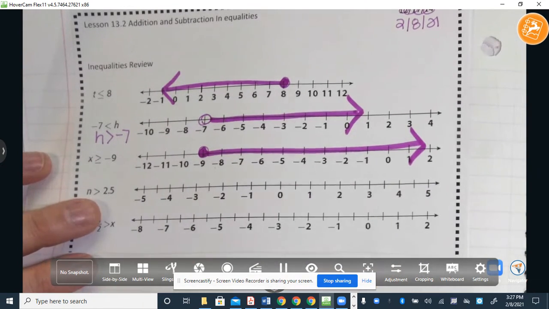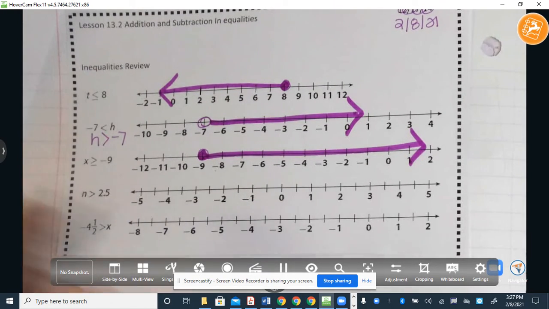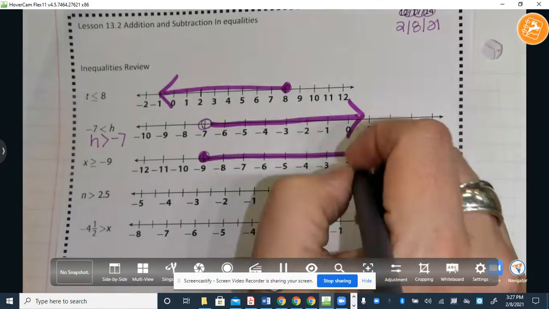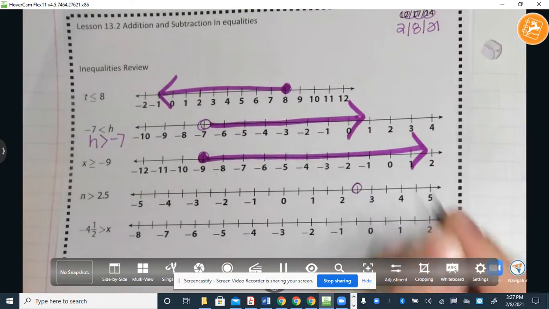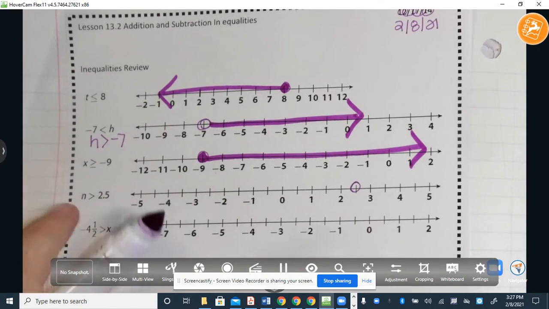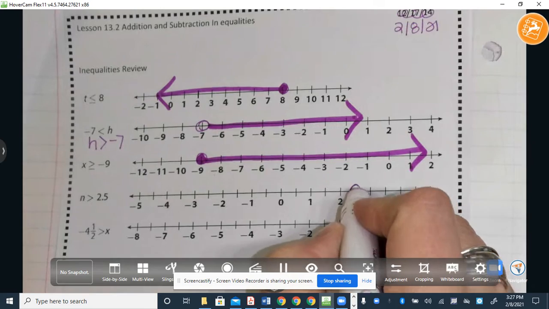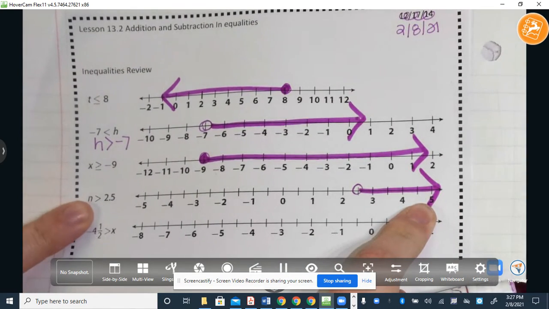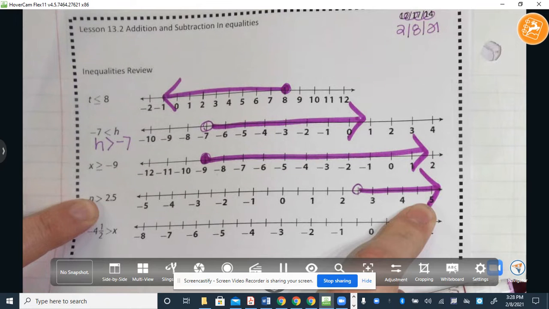Okay, the next one, n is greater than 2.5. So I'm going to find where 2.5 is on my number line, and it's between 2 and 3. I'm going to put a circle right there. I'm not shading it in because it's not equal to it. And I'm looking for all numbers greater than that. And greater, I'm going to the right. My inequality symbol and my arrowhead are facing the same direction, or pointing to the same direction.